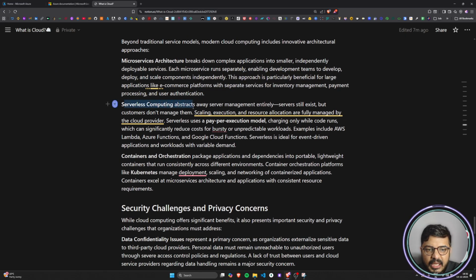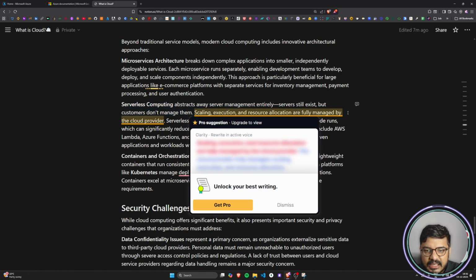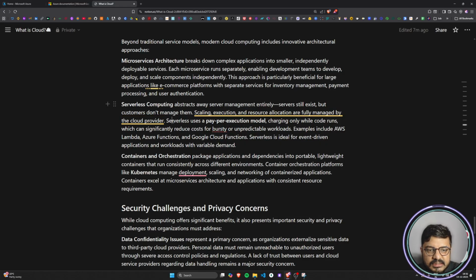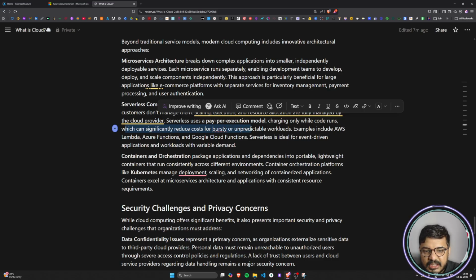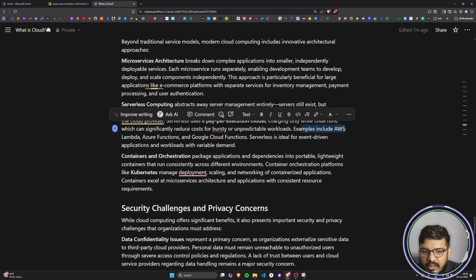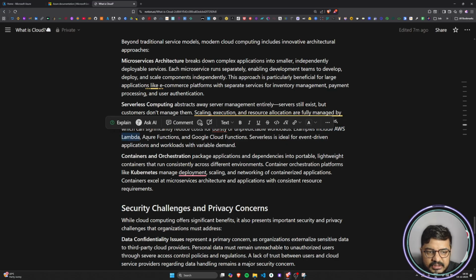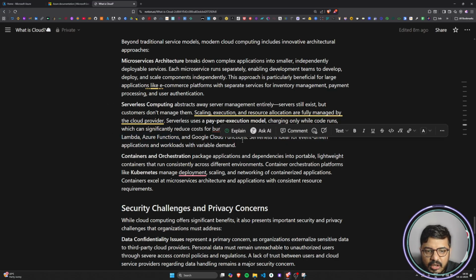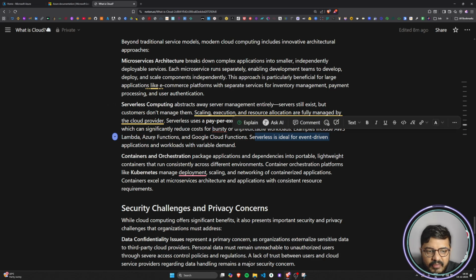Then comes serverless computing. It abstracts away server management entirely. Servers still exist, but customers don't manage them. Scaling, execution, and resource allocation are fully managed by the cloud providers. Serverless uses a pay per execution model, charging only while code runs, which significantly reduces cost for bursty or unpredictable workloads. Examples include AWS Lambda, Azure Functions, and Google Cloud Functions. Serverless is ideal for event-driven applications and workloads with variable demand.